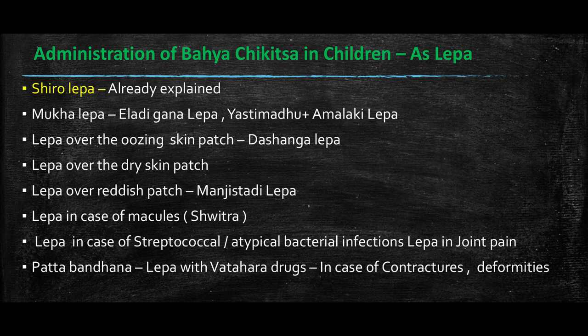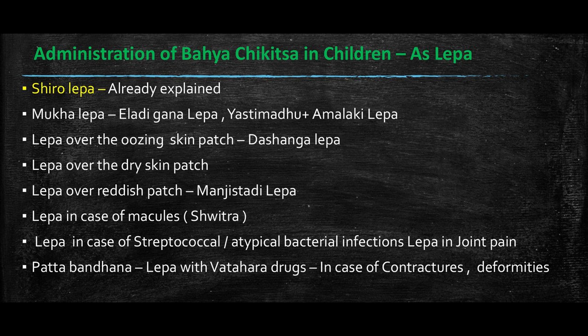Lepa over the dry skin patch, again the oil preparations. Then Lepa over the reddish patch, Manjishthadi Kwatha Lepa or Manjishthadi Lepa is good. Lepa in case of macules like Shwitra, usually we can go for different types of Lepa, Bakuchi Lepa or Gajalinda Lepa, they give good results. Lepa in case of streptococcal and atypical bacterial infections can be given by different bactericidal Rakshoghna Gana drugs or the drugs which are having antiseptic properties in Ayurveda.